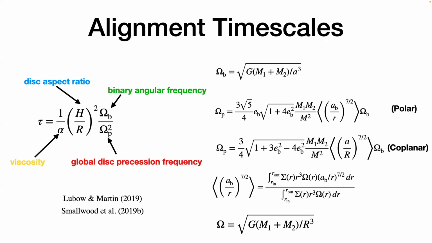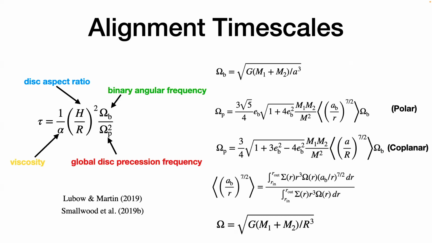And you can actually estimate the alignment time scale by this simple equation here, which depends on the viscosity of the disk, the disk aspect ratio, so how thick the disk is, your binary angular frequency, and your global disk precession frequency. This precession frequency changes if you're going polar or coplanar. Okay, I won't go into all these equations, but it depends on the surface density profile of the disk and whatnot. But in general, a disk that's going polar will align faster than coplanar.